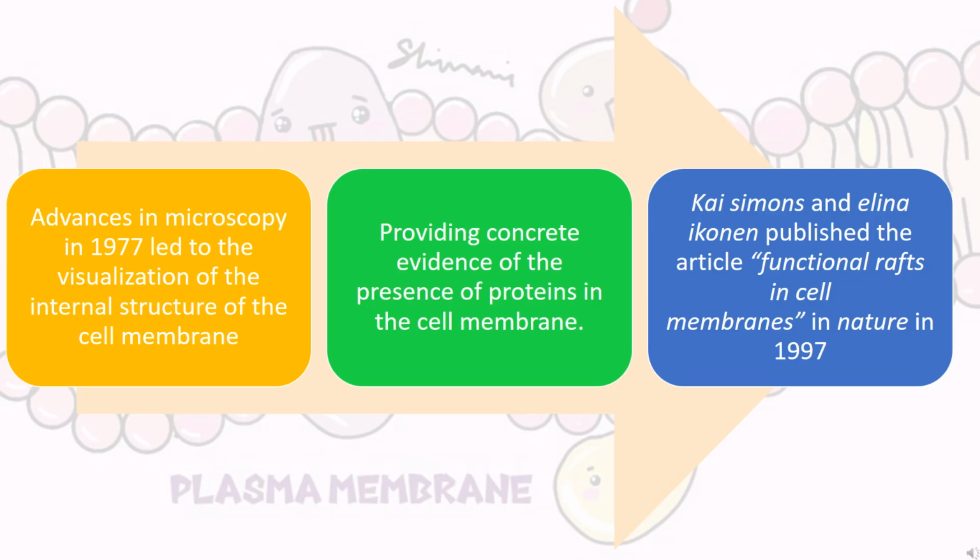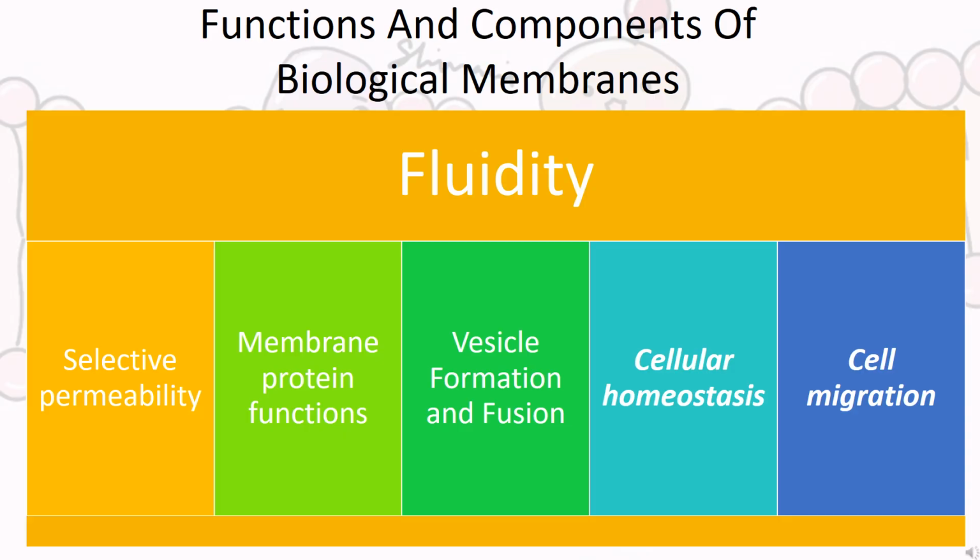Singer and Nicholson's fluid mosaic model provided several key insights into the features that help elucidate the components and functions of biological membranes. Some of them are as follows. Fluidity. Singer and Nicholson's model highlighted that the cell membrane is a dynamic and fluid structure. Being composed of a lipid bilayer, the cell membrane behaves like a liquid in which the individual lipid molecules can move laterally within the membrane plane.